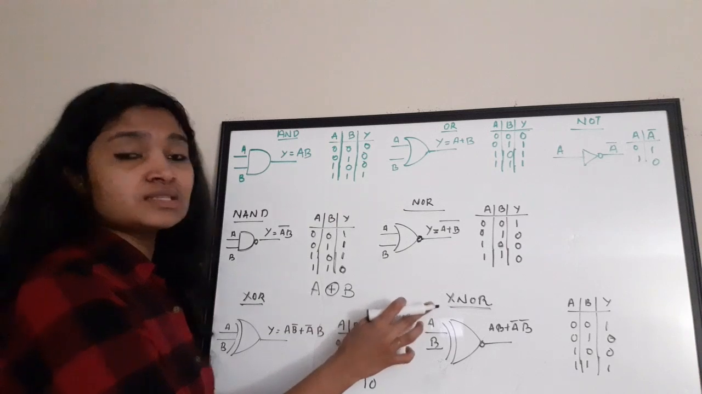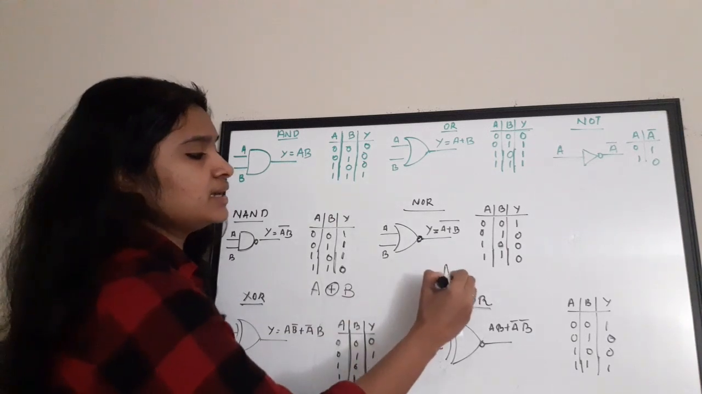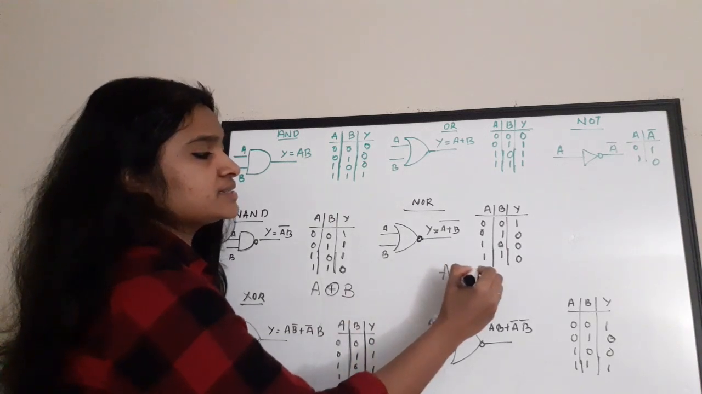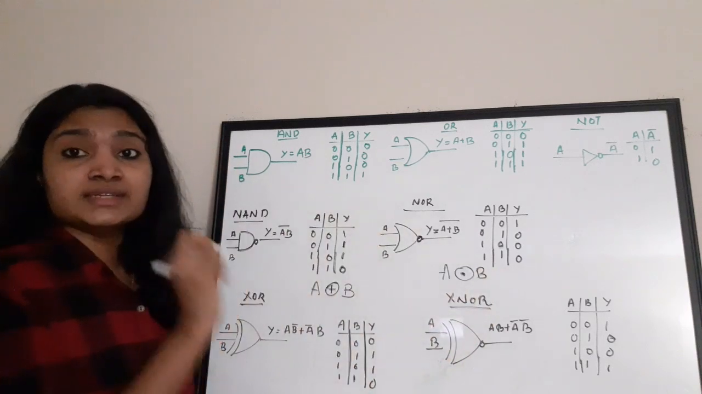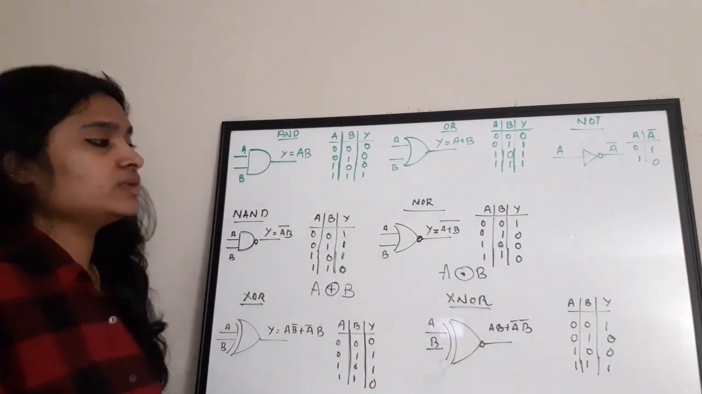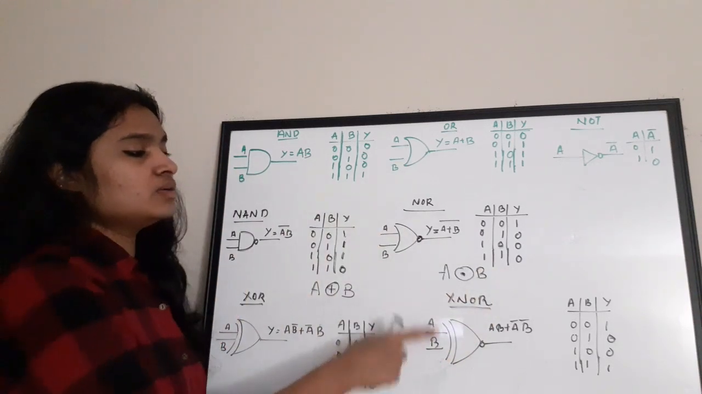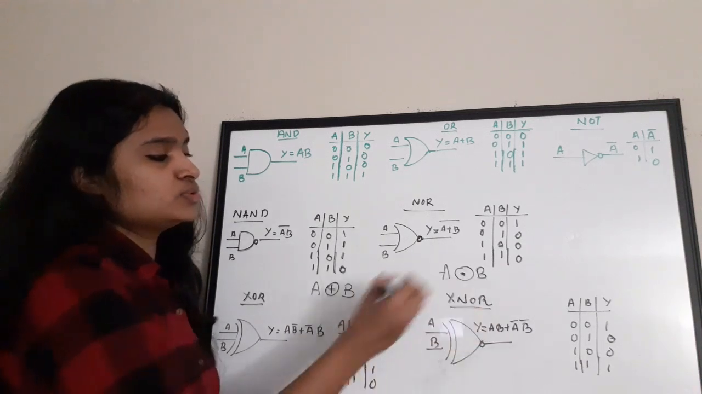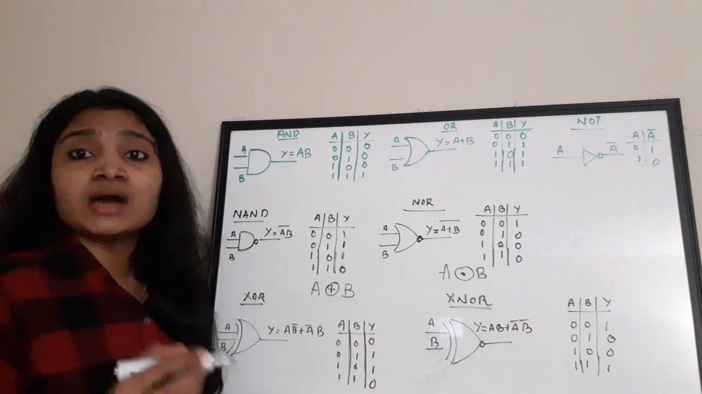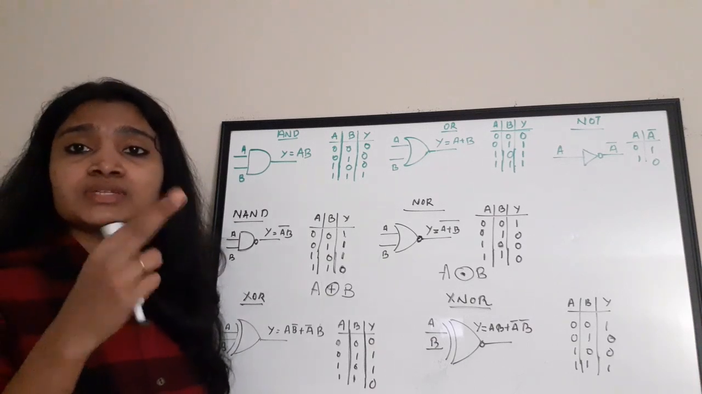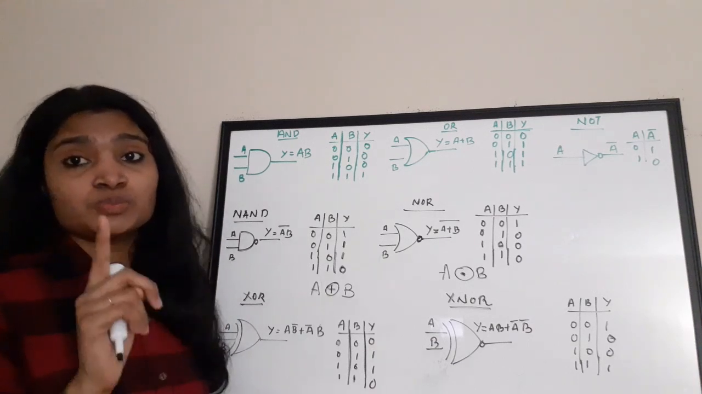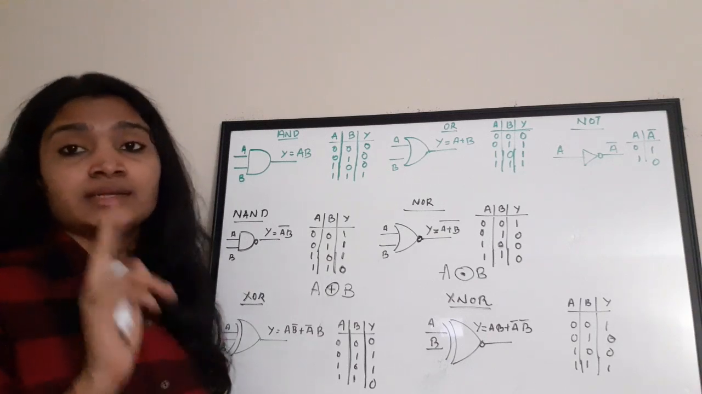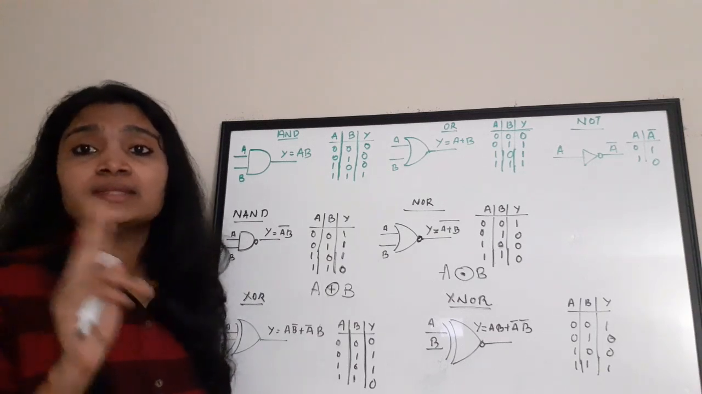Moving on to the XNOR gate, and the symbol is A, inside the circle there is a dot. It is indicating XNOR. Okay. So, in XNOR, if A and B are the inputs, your output expression is Y is equal to AB plus A bar B bar. That is, your inputs have to be same to produce an output 1. That is, it can be either 1 1 or it can be 0 0.